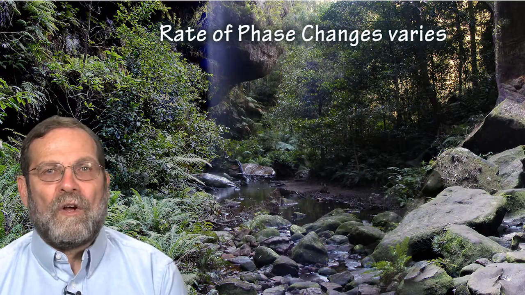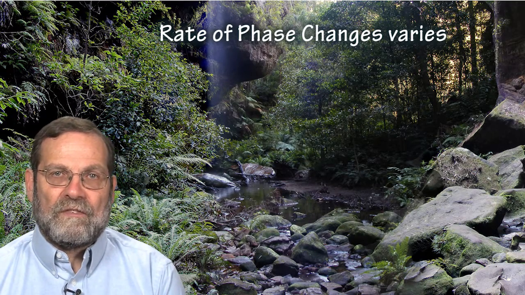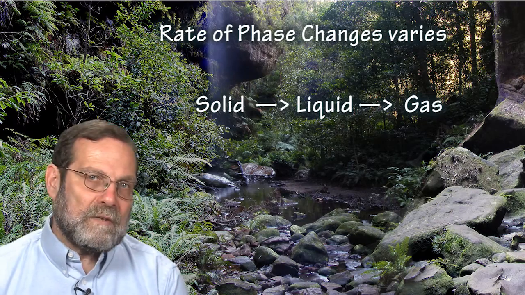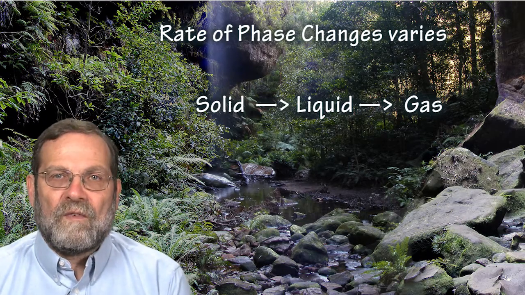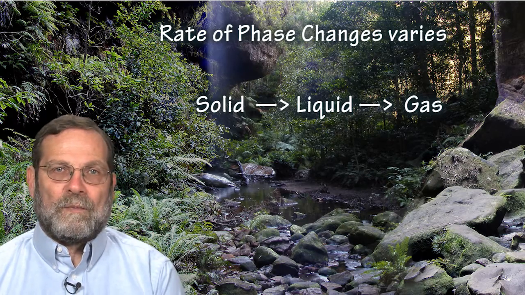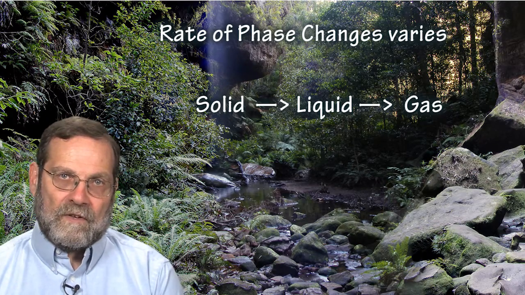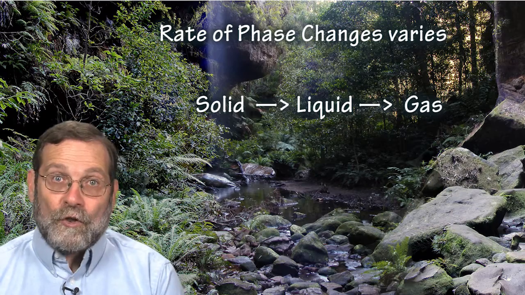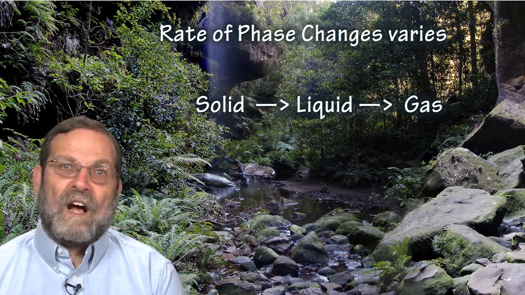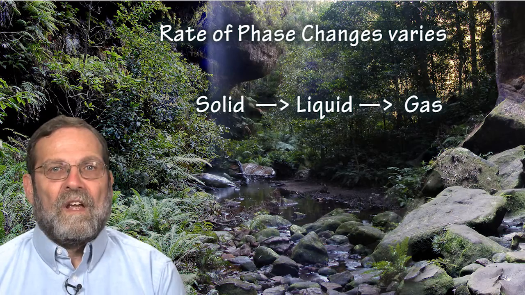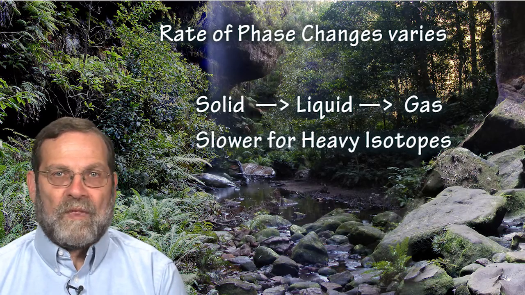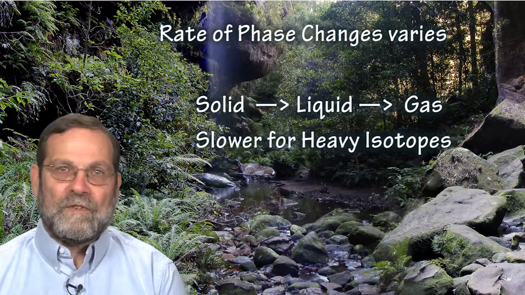Isotopes of a single element also differ in the rate at which they change phase from a solid to a liquid or a liquid to a gas. A molecule in the gas phase moves randomly and at higher speeds than the same molecule in the liquid phase. The liquid phase, in turn, moves more randomly and at higher speeds than the same molecule in the solid phase. Heavier isotopes are less adept than the lighter ones at rapid movements.